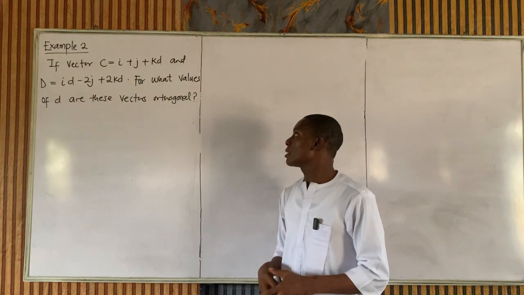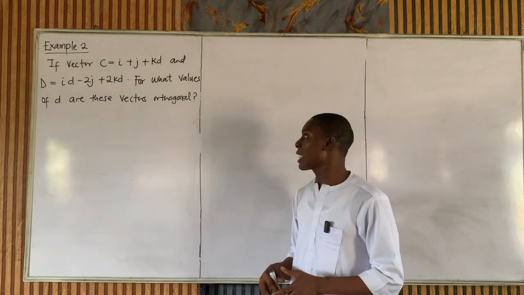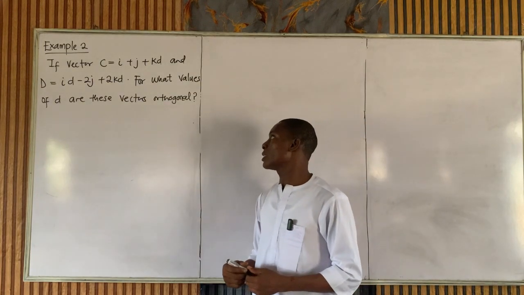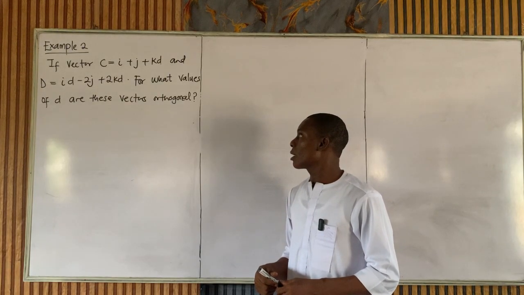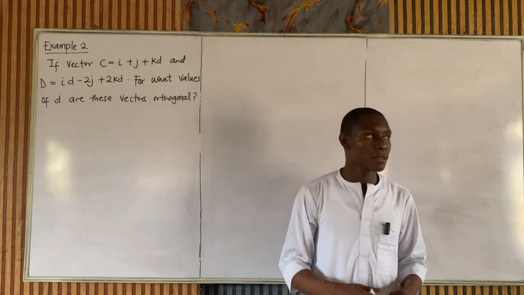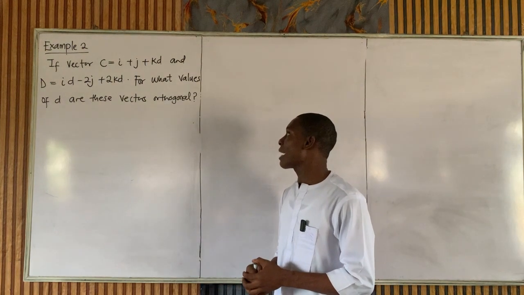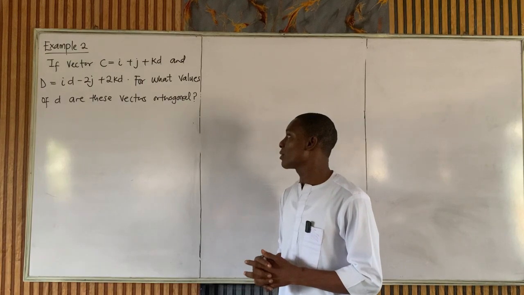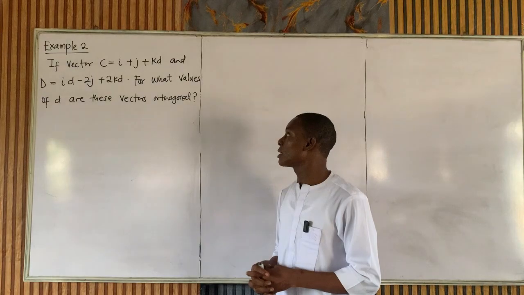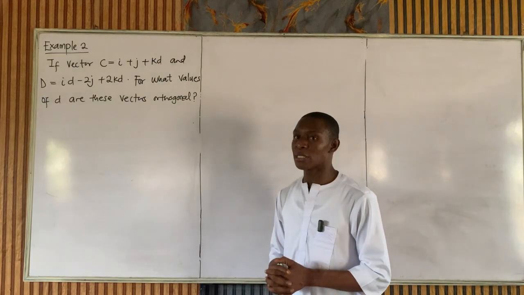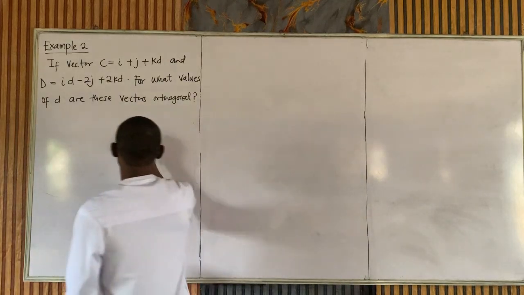Example 2. If vector C is given as I plus J plus KD, and vector D is given as ID minus 2J plus 2KD. For what values of D are these vectors orthogonal? Let's solve this question.